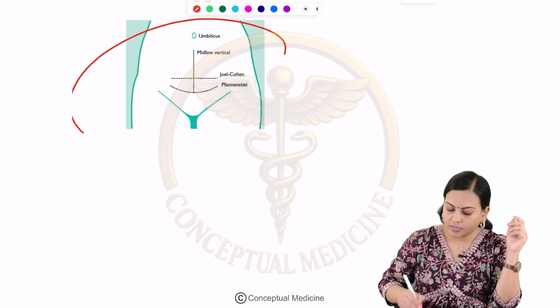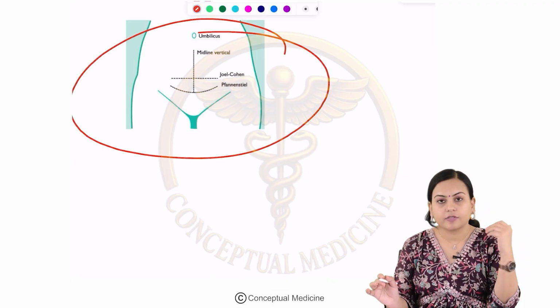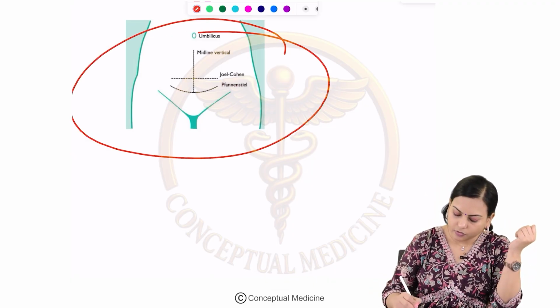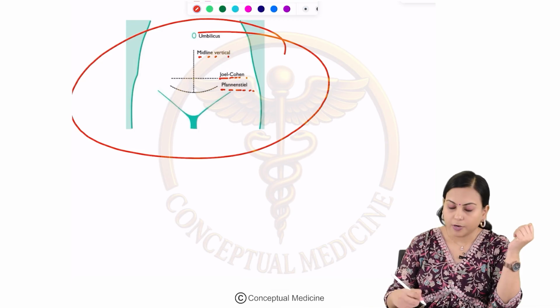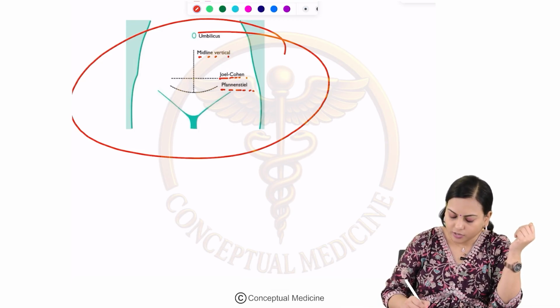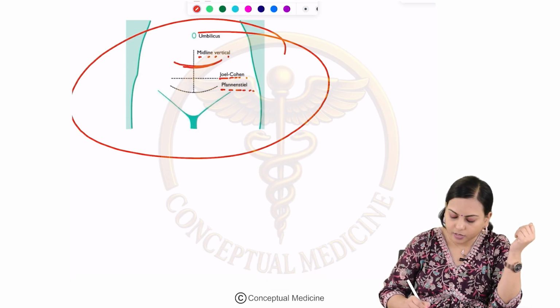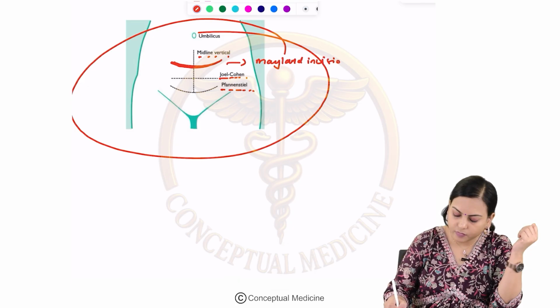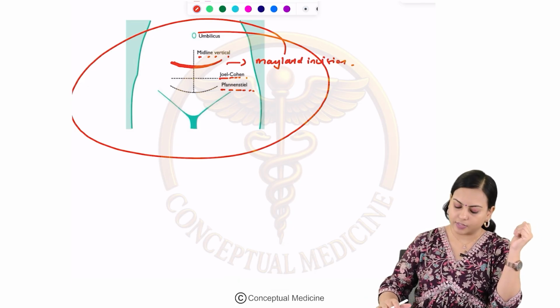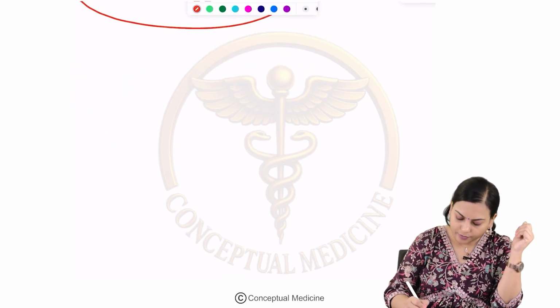Now, these are the various types of skin incisions that are given for cesarean section. You can give a Pfannenstiel incision, or a Joel-Cohen incision, or a midline vertical incision. One more incision is the Maylard incision, which is given in a curved manner, but a little higher away from the pubic symphysis. Clear? So these are the various types of incisions. Now we'll see them one by one.